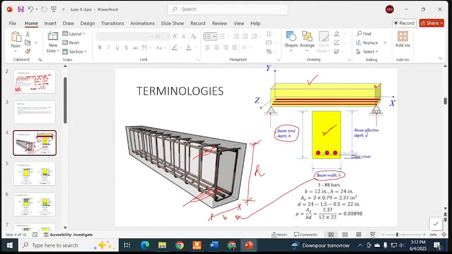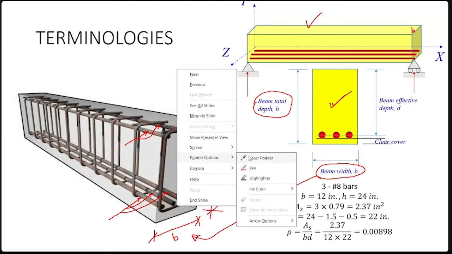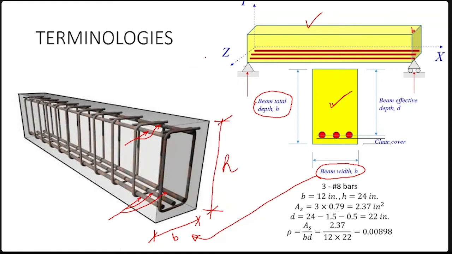Let us come back to this figure one more time. This figure shows that we have bars at the bottom and at the top. So what is the purpose of the bars both at the top and bottom? Perhaps I never told you about this thing. These rings are called stirrups. We will talk about stirrups after the midterm exam.